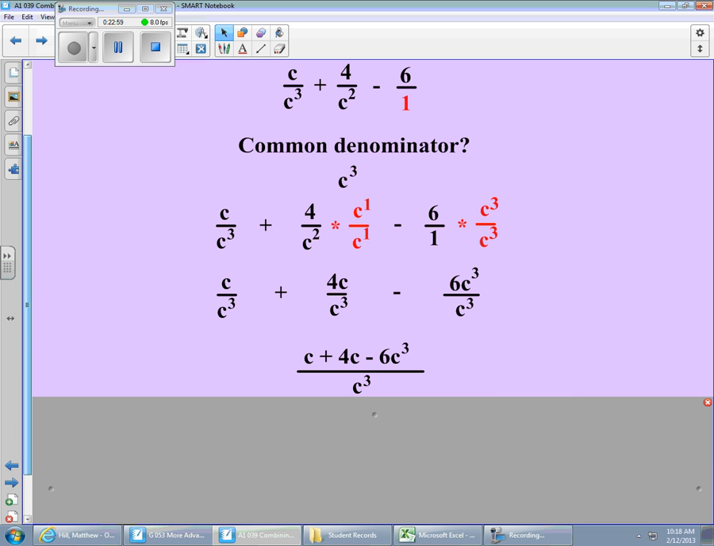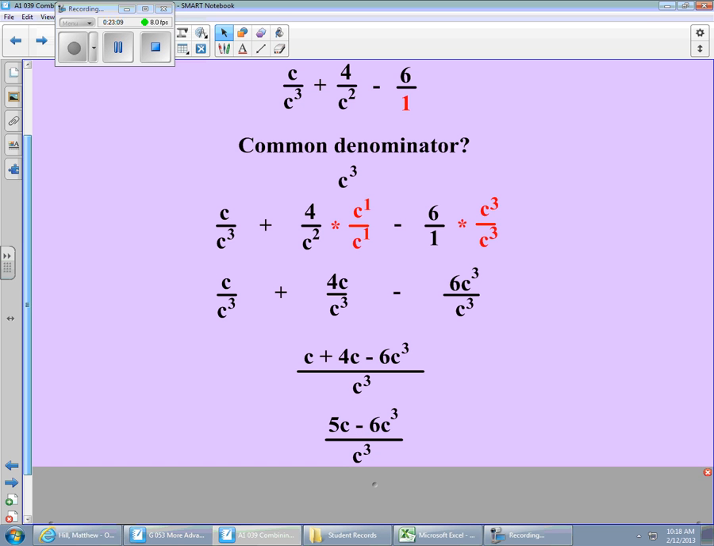You have a c to the first. You have 4c to the first. How many c to the first are there? There are 5 of them. 1 of them and 4 more is 5. No reason for those guys to be written separately like that.